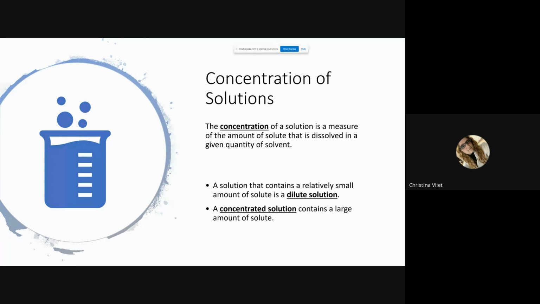Concentration, this term, refers to how much solute you have, so you're going to want to underline that, in an amount of solvent. So when we talk about how concentrated something is, a concentrated solution is one that has a large amount of solute, whereas a dilute solution is one that has a small amount of solute. The amount of sugar that I initially put in here was small. I just put a couple of things. If I want to make this more concentrated, what do I got to do? Add more sugar. That's so much sugar.